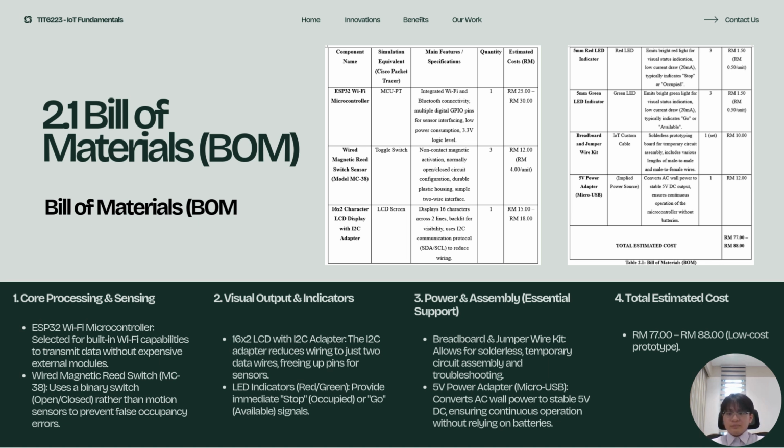So last, the support components. To build the prototype, we include a breadboard and jumper wire kit for solderless circuit assembly. We also use a 5V power adapter to convert raw power to a stable DC output. This ensures the system can run continuously in a public facility without the maintenance issue of changing batteries. The total estimated cost for this hardware setup is between 77 and 88 ringgit.